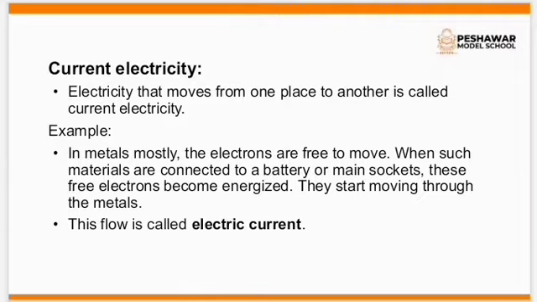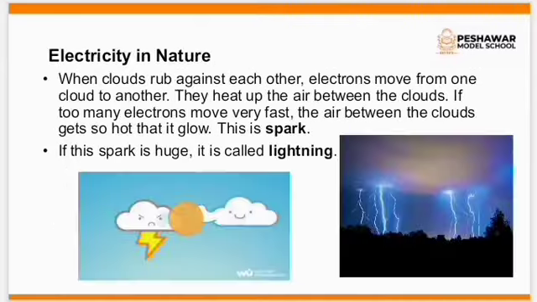This flow is an example of current electricity, but always remember this flow of electrons, or this flow of electricity, is known as electric current. This flow is called electric current. So these are the two different types of electricity.